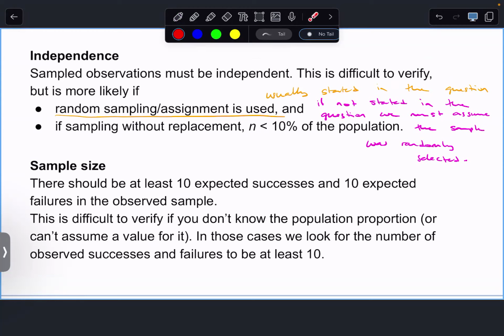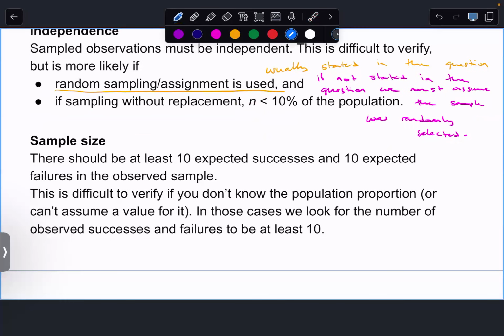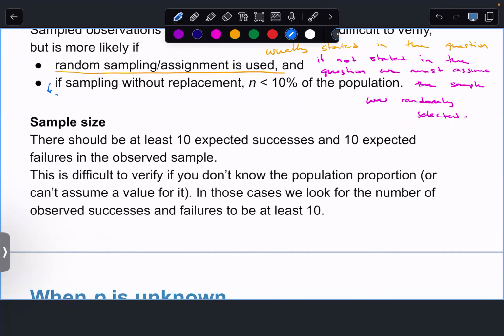If we're sampling without replacement, then one of the things, and this one's kind of counterintuitive, we need a sample size less than 10% of the population. I don't tend to put a lot of stock in this one because our questions that we're going to deal with are curated, right? And so sometimes I skip this one, but technically we should be checking it.